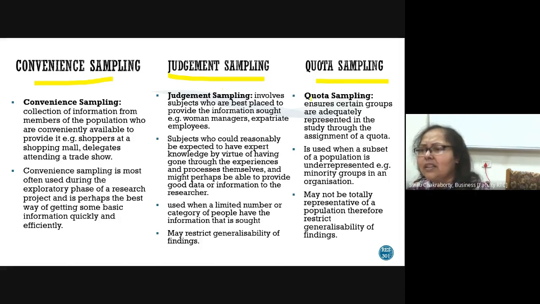Quota sampling, as we said, ensures certain groups are adequately represented in the study through the assignment of quotas. It's used when a subset of a population is underrepresented, say minority groups in an organization. So that's a quota. It may not be totally representative of a population, and therefore restricts generalizability of findings.